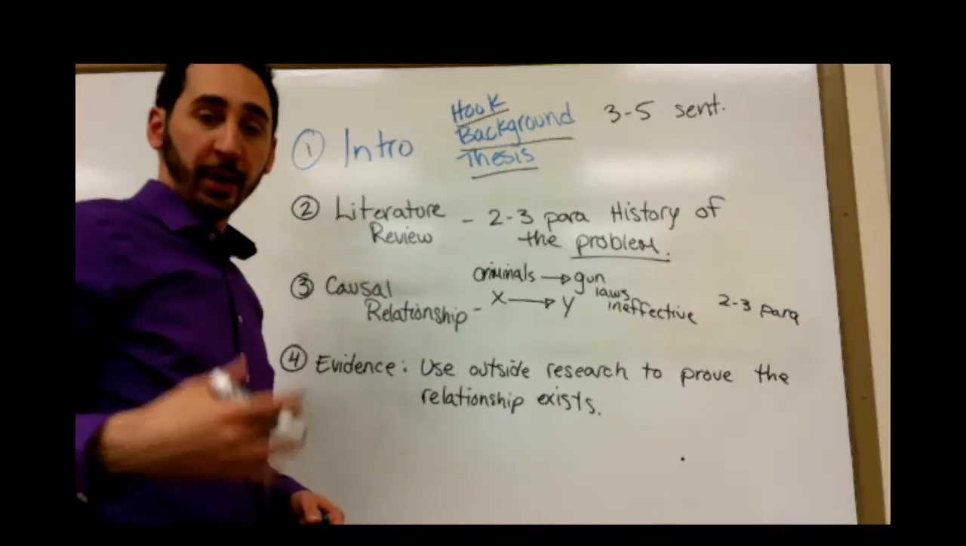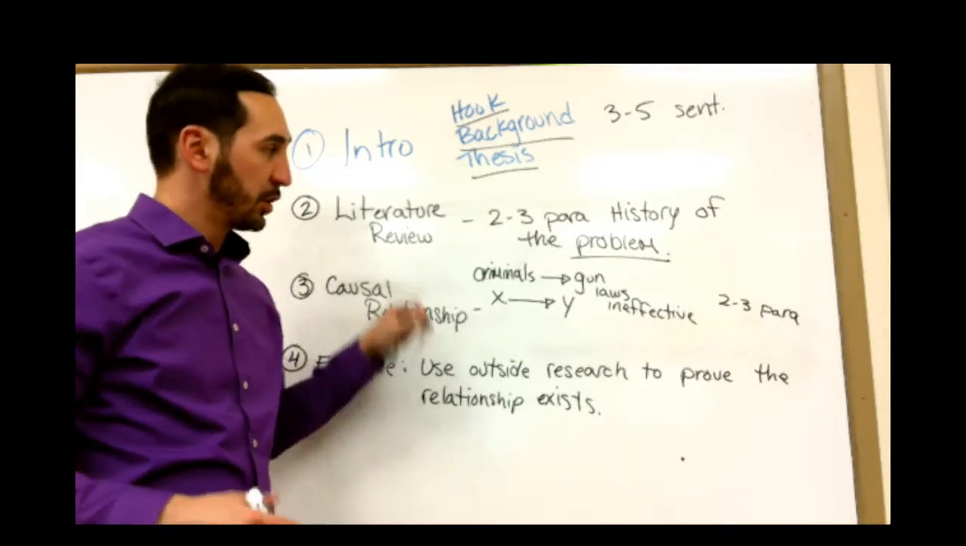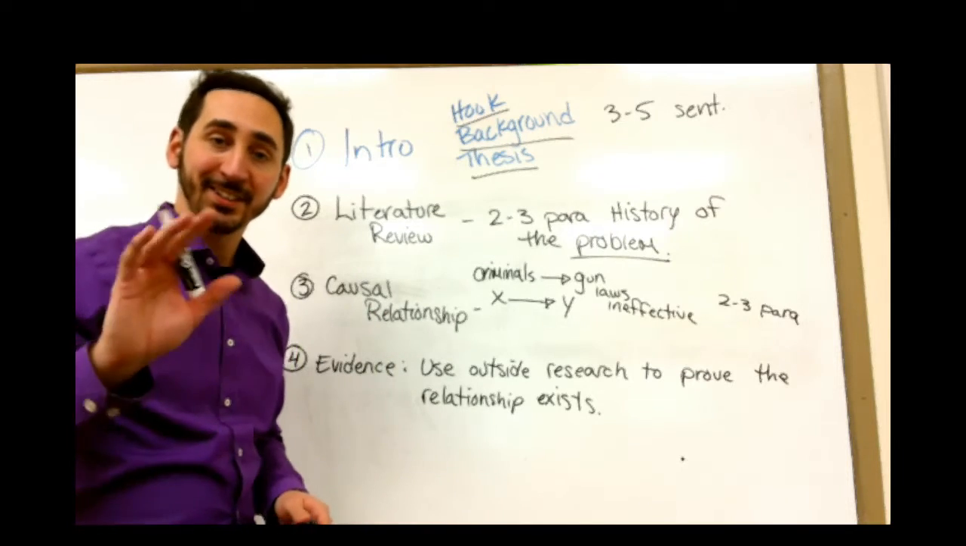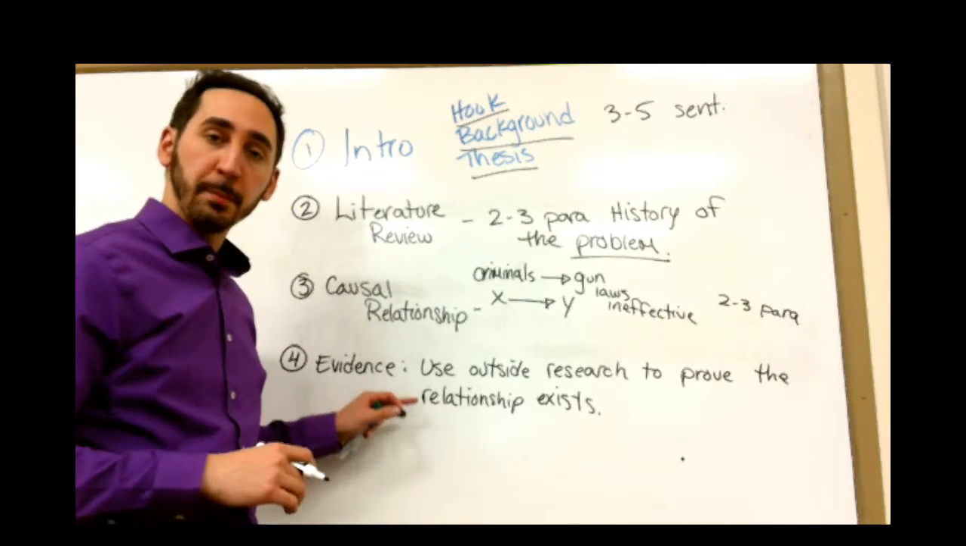Okay, so there you're going to use outside sources to prove that this relationship exists. You have the hypothesis that says, yeah, I think this exists, and this is why I think it exists. Here you're going to try and prove it.